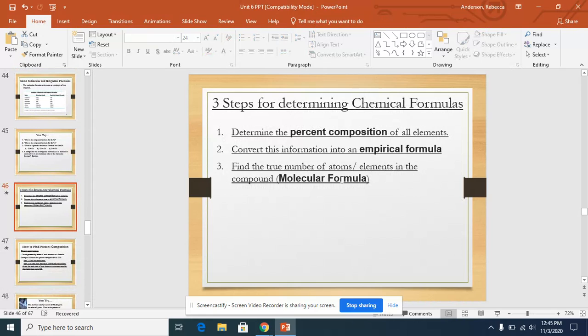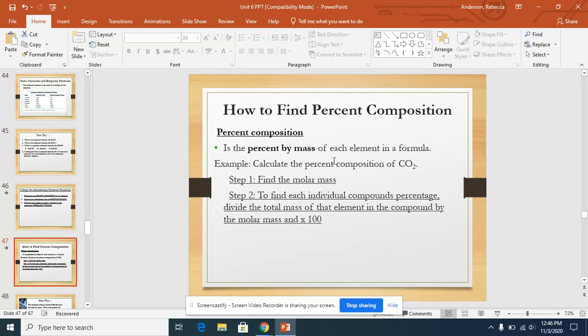Okay. 3 steps for determining chemical formulas. Step 1. Determine the percent composition of all elements. Step 2. Convert this information into the empirical formula. And step 3. Find true numbers of atoms or elements in the compound or the molecular formula. So we're going to talk about for the rest of this section how we can do these 3 steps, how we can go from the molecular to empirical if we're given the amounts, how we can go from empirical to molecular if we're given the amounts, all that good stuff. So before we can do that, I'm wanting to review over percent composition.